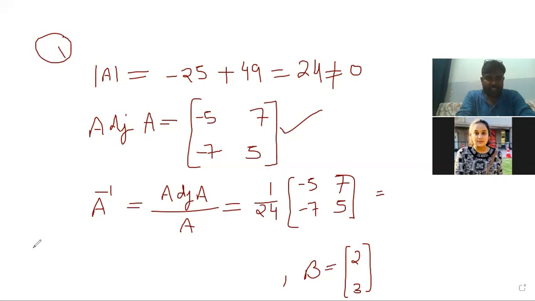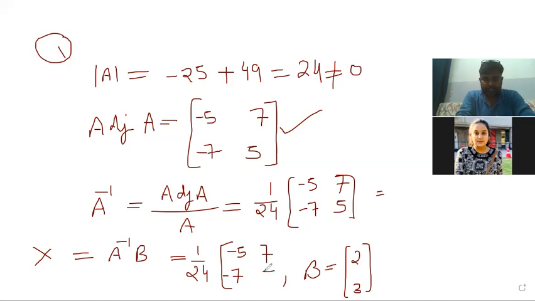So x is equal to A inverse B. A inverse is this and B is this. We write here 1 upon 24 outside, and A inverse is this value: minus 5, minus 7, 7 and 5.